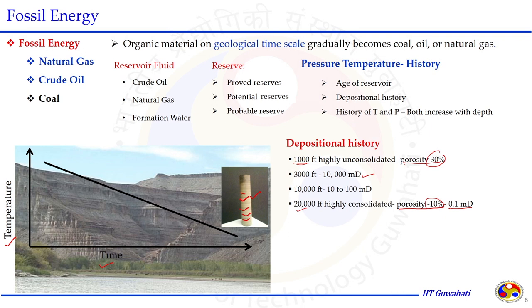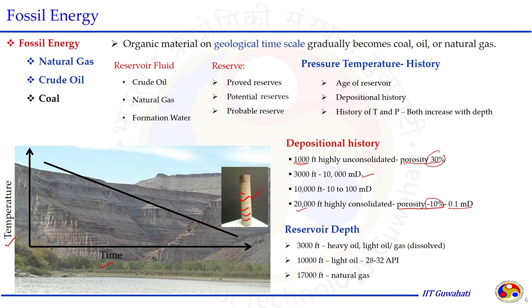So these are the typical values that we can relate. If we are going deeper, temperature is increasing, pressure is increasing, permeability is decreasing, and porosity is also decreasing. Similarly, as we are going deeper, it is expected that the organic material has gone through a higher temperature and higher pressure history.